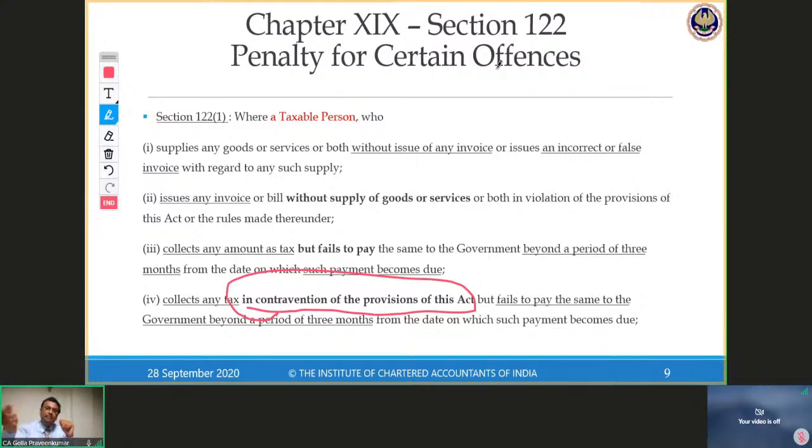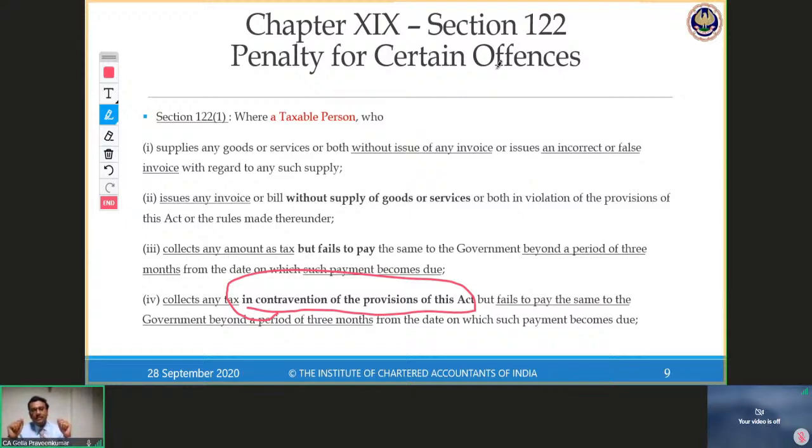Having said that, payment of tax. I'm supposed to collect the tax and pay, but I have not paid. Having registered, I am supposed to collect the tax. I have not collected the tax. Non-payment of tax. I have collected under composition. I don't know that I am under composition. I have failed to pay that particular tax. Non-payment of tax. All those things get covered under section 122.1. Hope I have clarified your point, Sridhar.